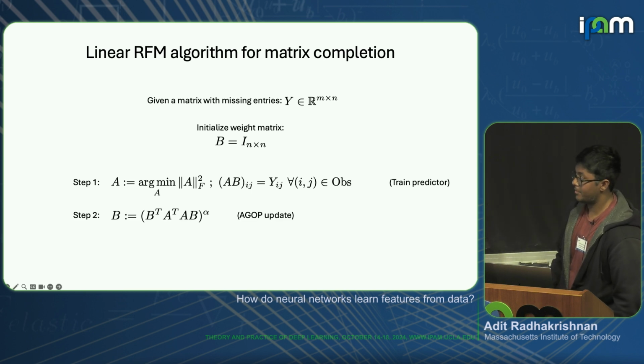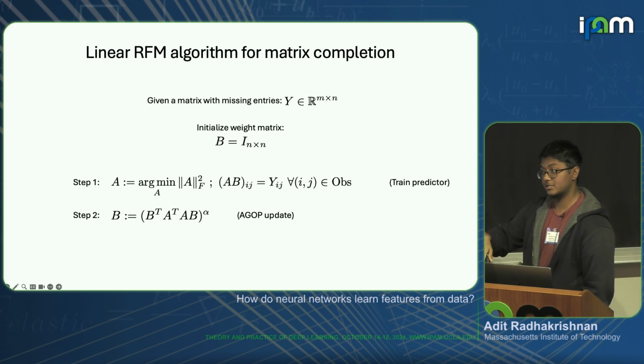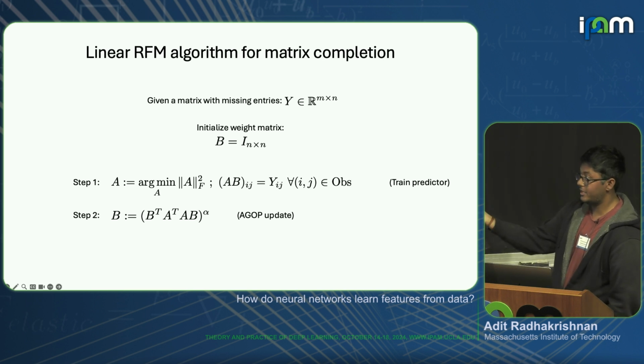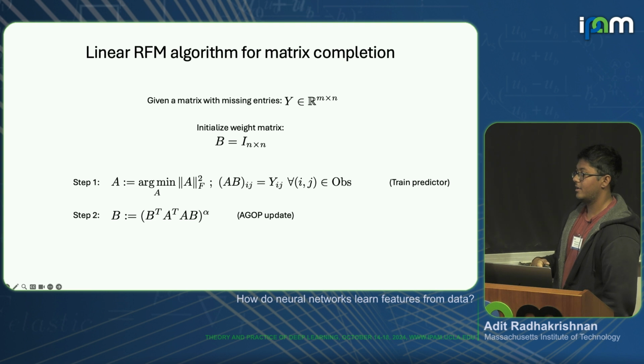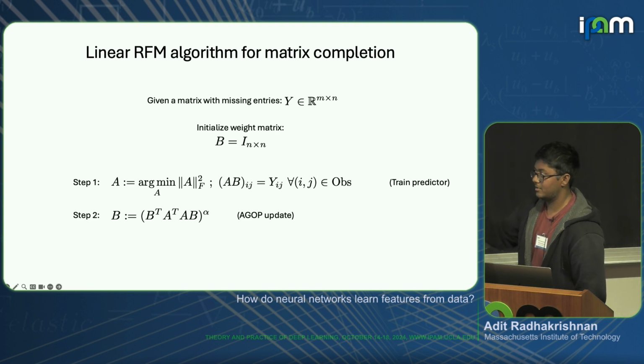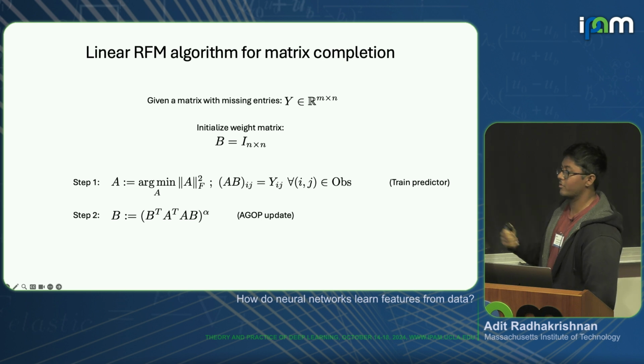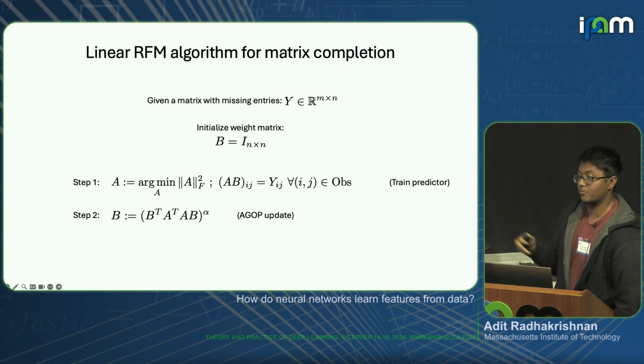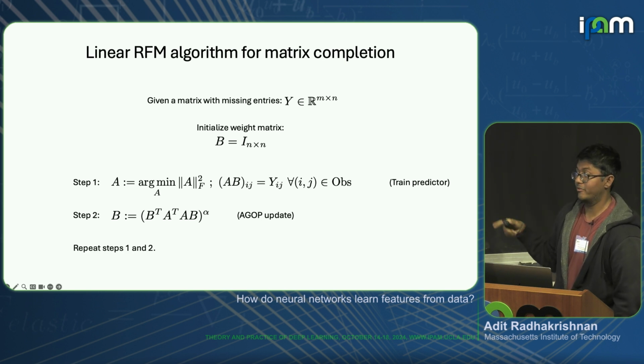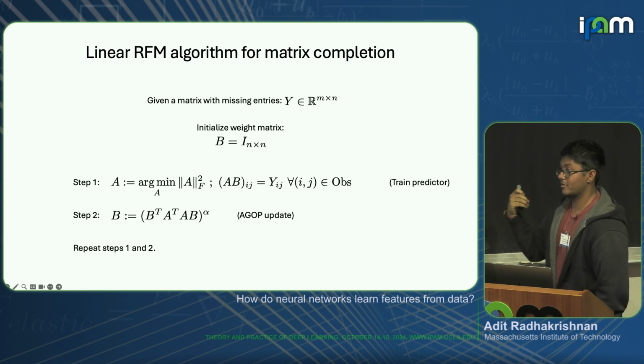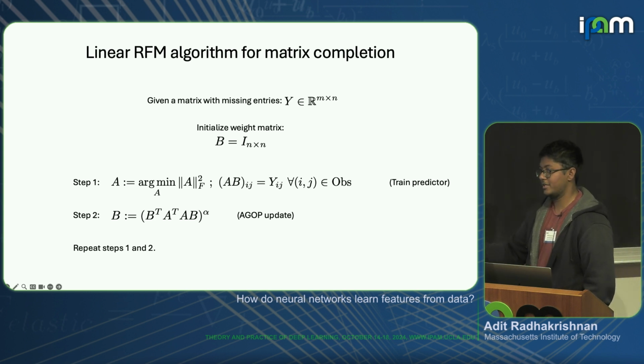What I'm going to do for the second step is just basically use the AGOP update that we had on the previous slide. So I'm going to update B as B transpose AB to some power alpha. And we saw that alpha was something like 1/2, or actually 1/4 for the 2-layer linear network. But here I'm going to vary the value of alpha. And I'm just going to repeat these steps over and over again. So this is my proposed method for, instead of training a 2-layer network with backpropagation, I'm going to train it in this way. Any questions?